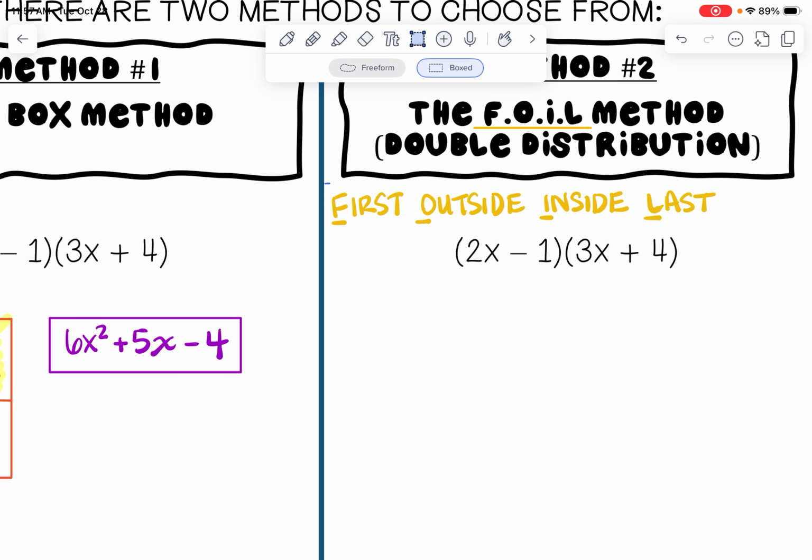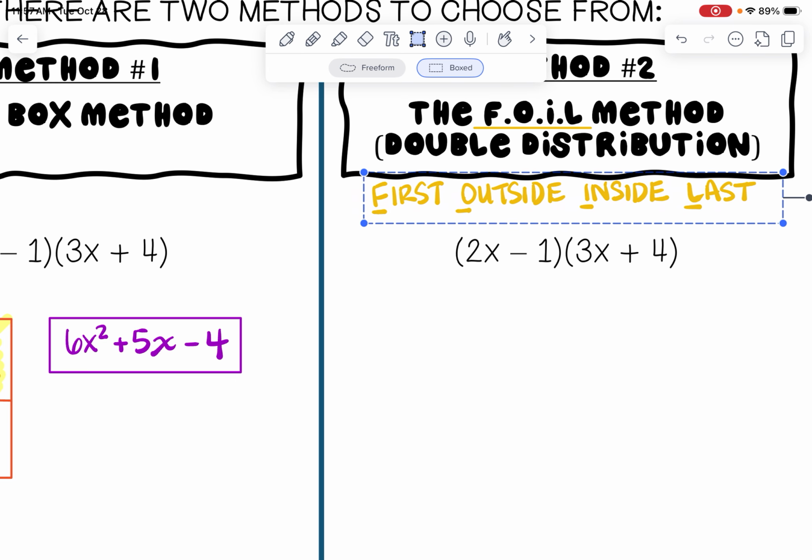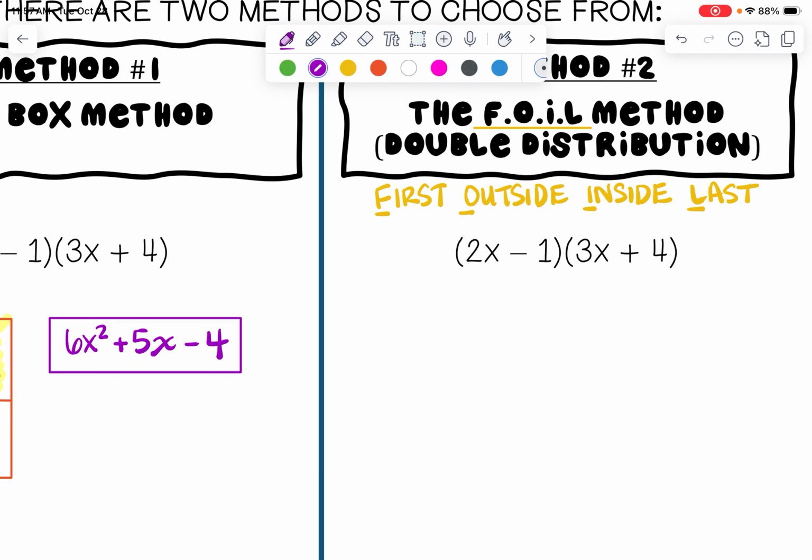So basically, it's just telling you the order in which to distribute, right? I have 2 terms in this first parenthesis, and 2 terms in the second parenthesis. Well, you know that if this negative 1 wasn't even there, I'm right back to a monomial times a binomial. So I would distribute the 2x to everybody over there. The 2x has to get multiplied times both terms in the other parenthesis. And that's where the first and outside, 2x and 3x, are the first terms. So I'm going to multiply 2x times 3x, which is 6x squared.